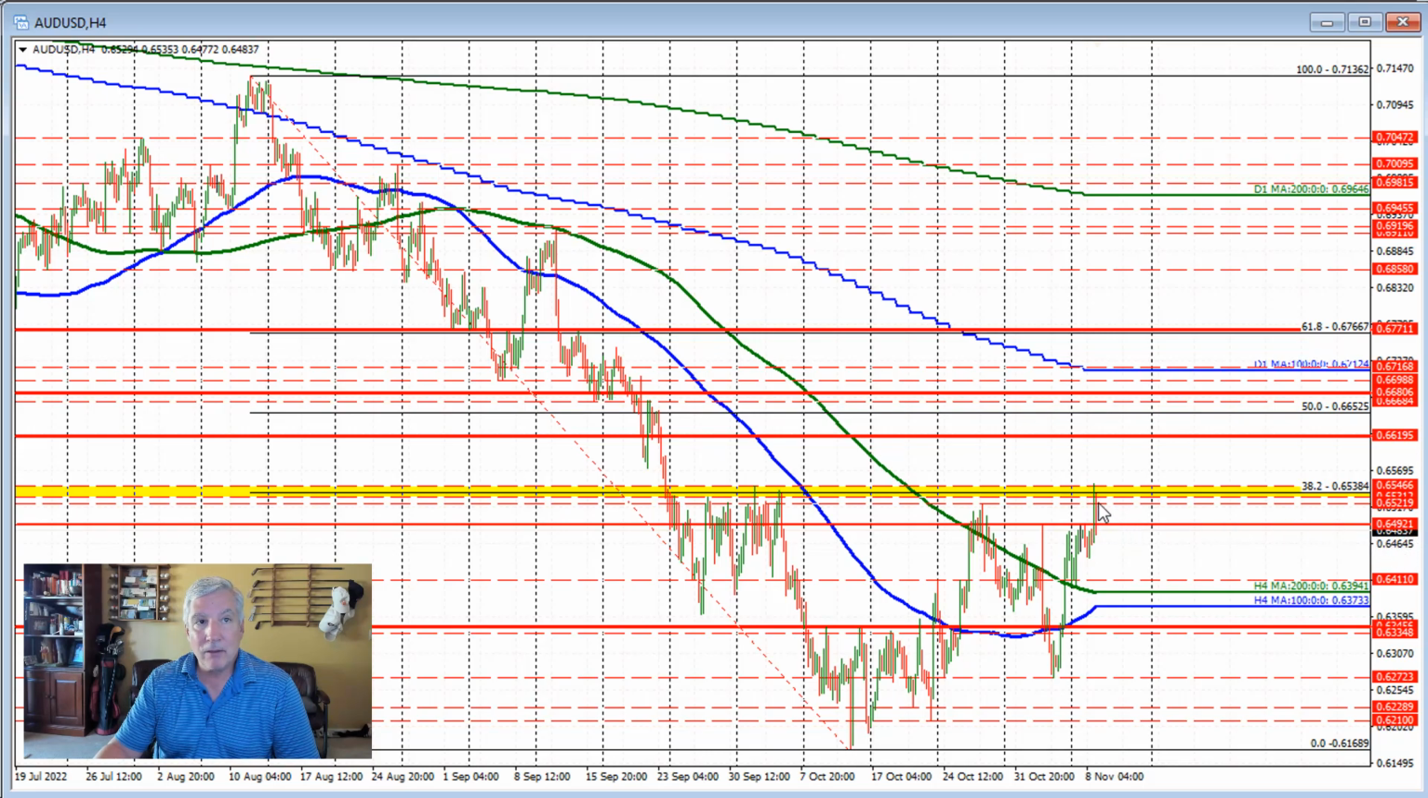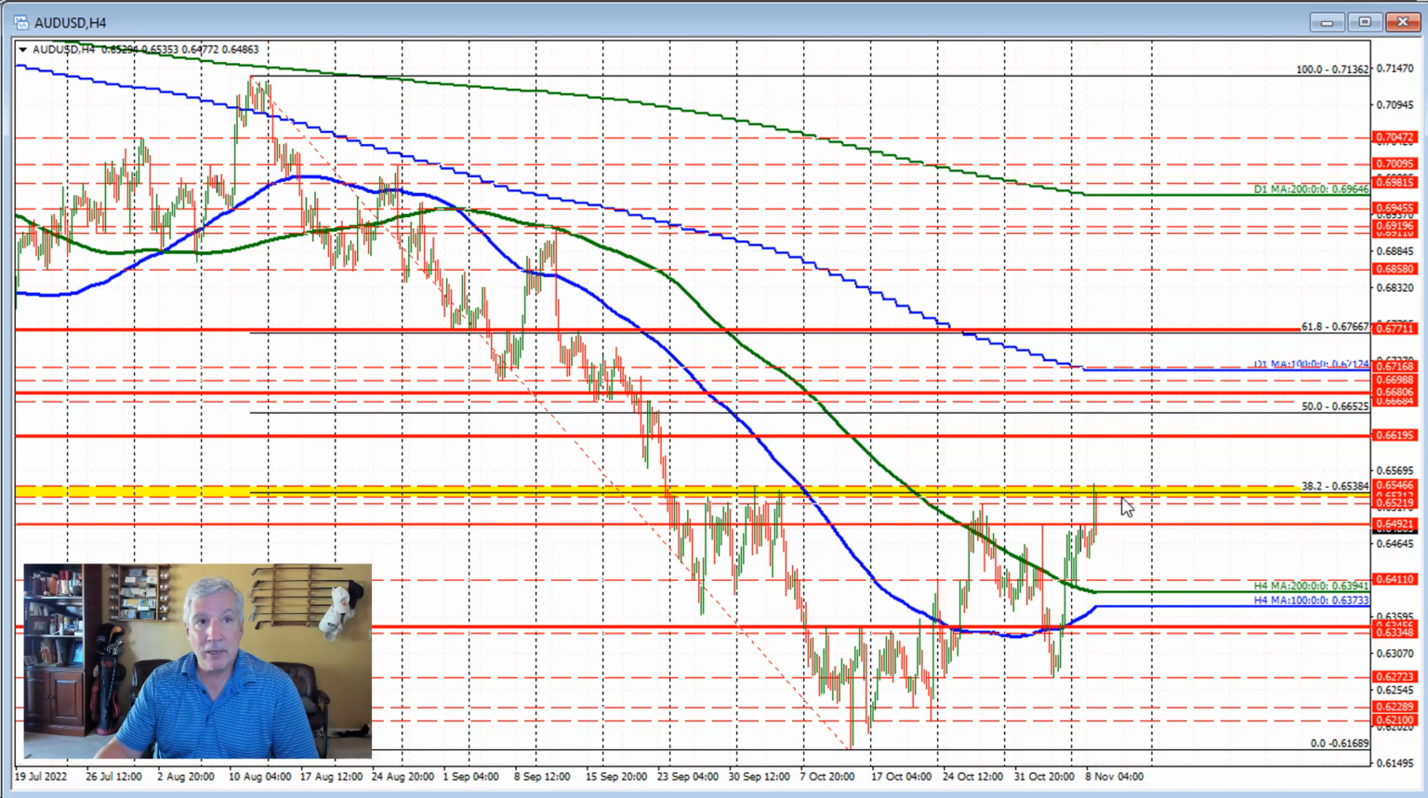We need to get back above that level in order to give the buyers more hope. That level was the high here, and was also the high in trading yesterday, where the market found sellers against that level. So we need to get back above the level. The buyers are taking control. Other than that, this is just a corrective move in a bear market for the Aussie versus US dollar.